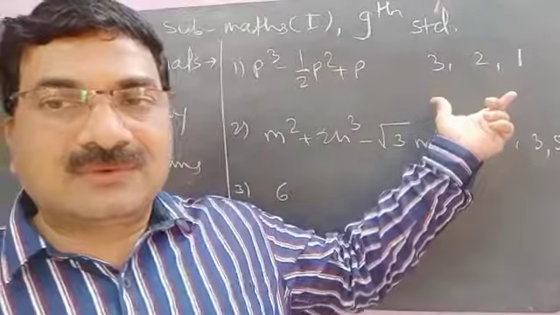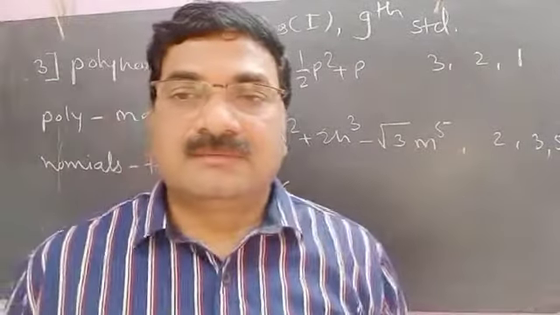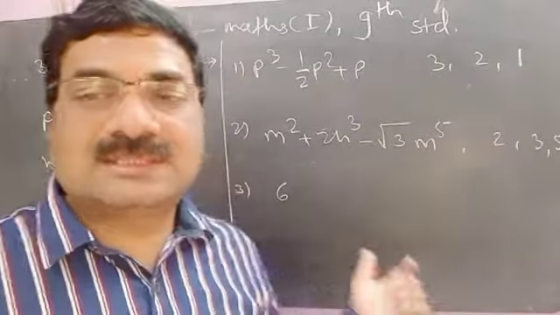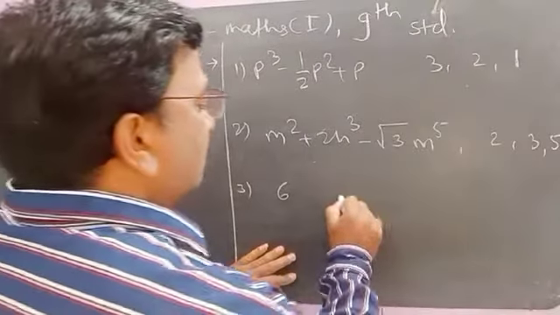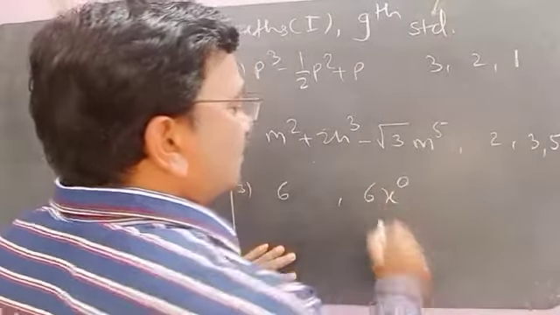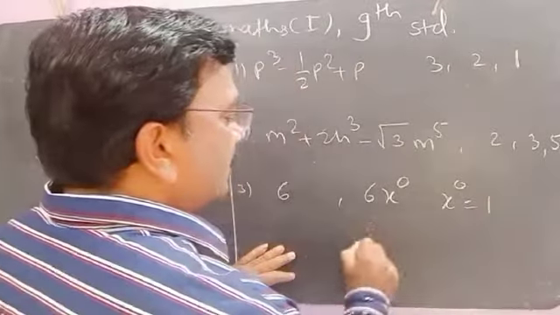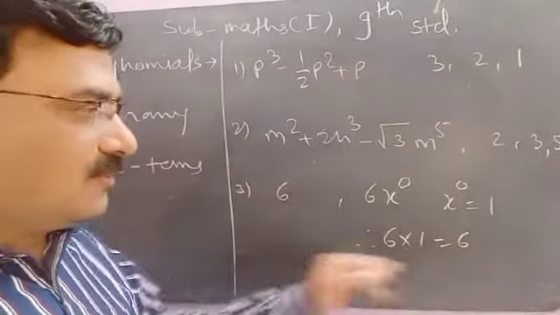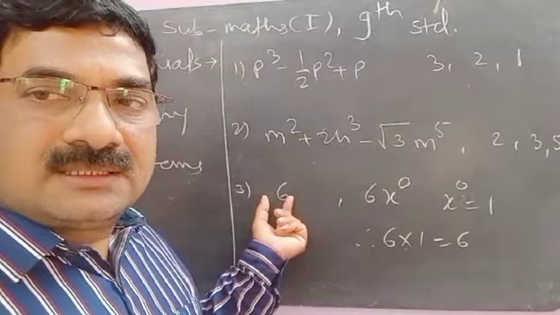Their powers are whole numbers. In the third expression, the power of the variable is 0. That is, it is a constant term. Suppose we join any variable to that, for example, 6x raised to 0. Then x raised to 0 is 1. Therefore, 6 into 1 is equal to 6. Therefore, the degree of this expression is 0.